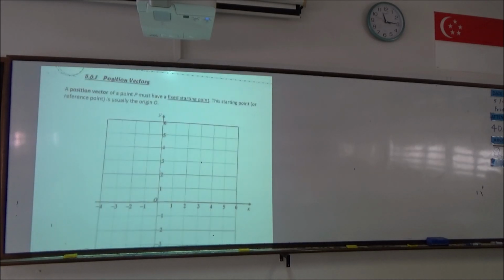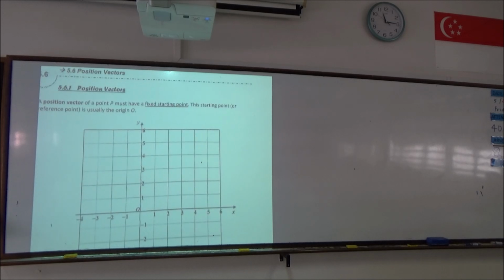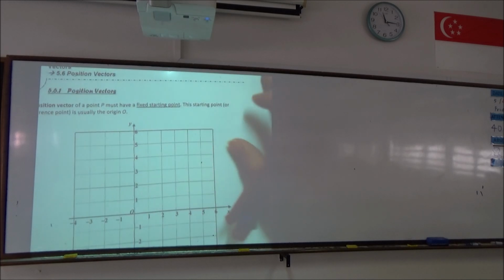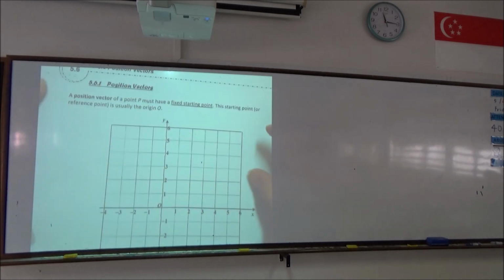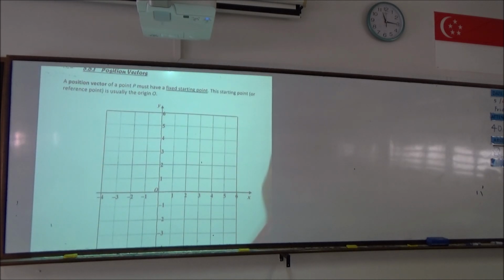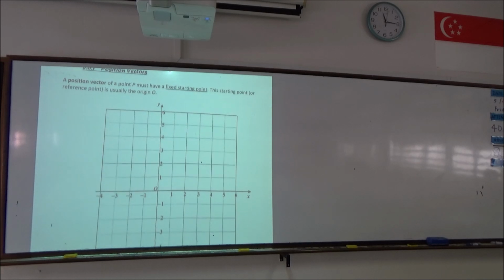Okay, we're going to look at position vectors. We are building up all our concepts for 5.6 and 5.7. So 5.6 position vector, what exactly is a position vector?